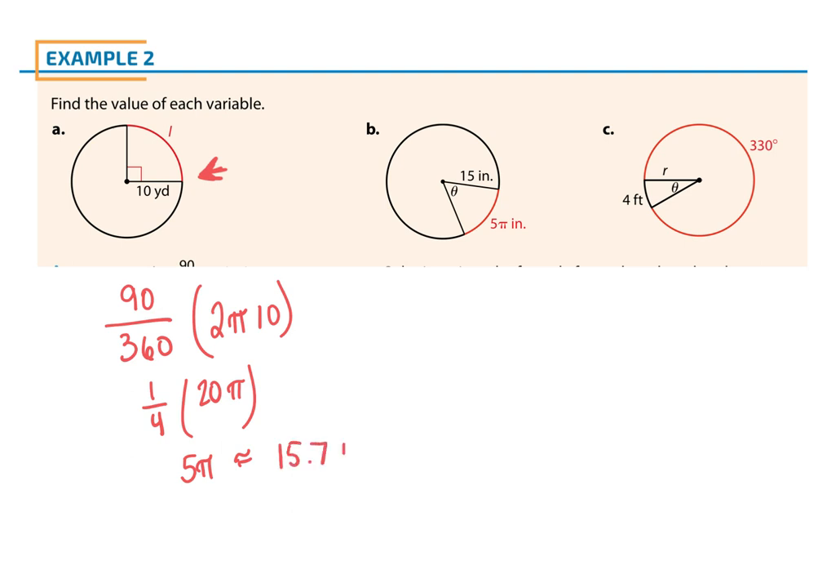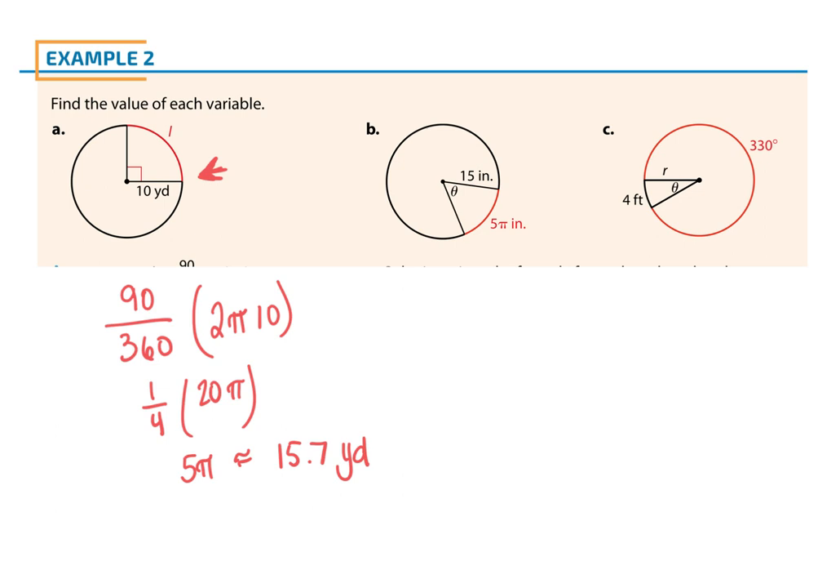15.7. They are both yards. It is not yards squared. I am not talking about area. I'm talking about length, okay? If it was area of the sector, it would be squared. It would be square units. Length is just the units, one-dimensional. All right?